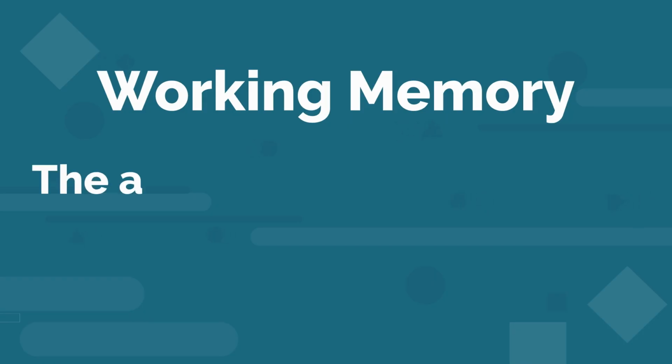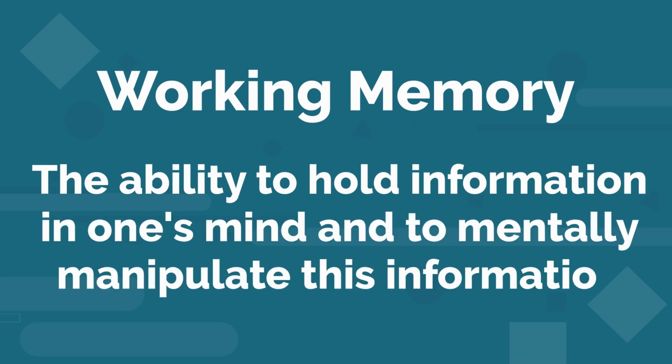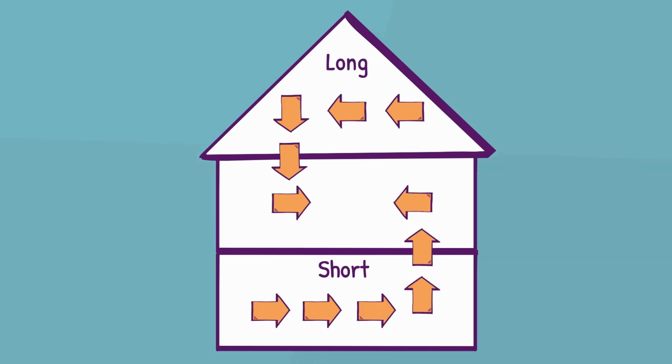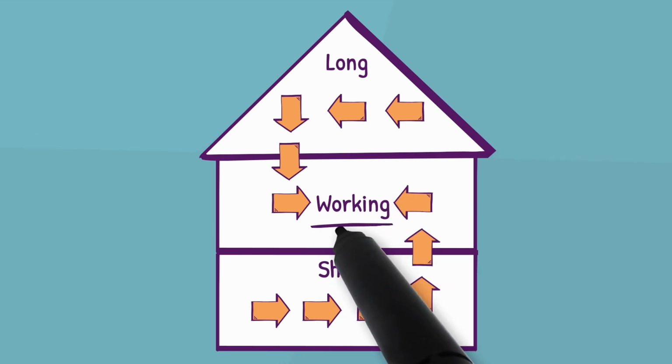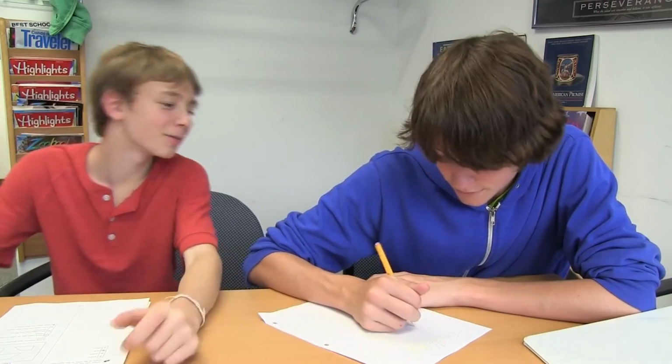Working memory is the ability to hold information in one's mind and to mentally manipulate this information. Working memory draws on both short-term and long-term memory and holds the information for a short time during tasks. Students' working memory is crucial to the learning process because it allows them to take in new information and synthesize it with previous knowledge. Taking notes during a lecture or solving a word problem in math are dependent on working memory.